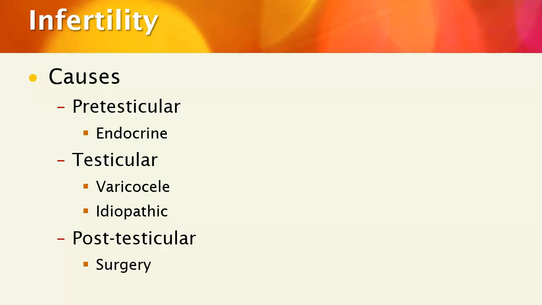All right, last couple things in this chapter is on infertility. There are 3 general causes of infertility in men. We have pre-testicular, which is pretty rare. That usually will be endocrine, like your hypothalamus, your pituitary, testicles, any type of hormone imbalance. That's what we're going to be evaluating here.